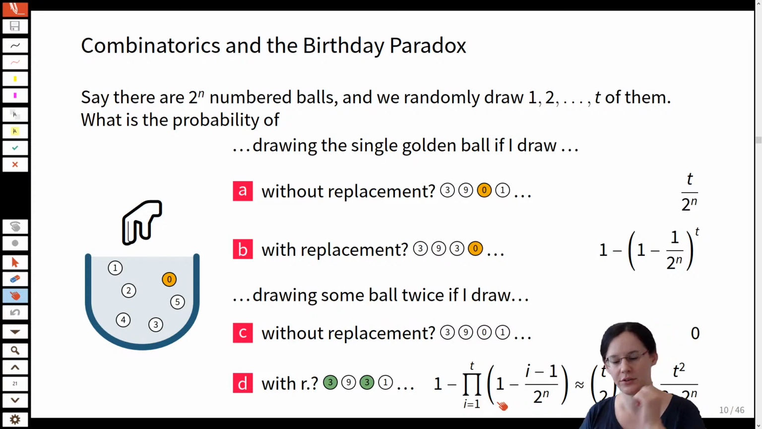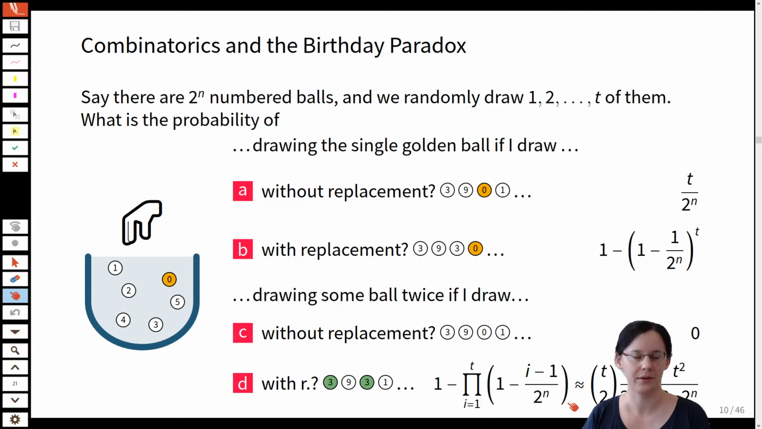And I can continue this way for each ball number i. So for the ith ball, there are i minus 1 balls I have already drawn. They would all be a collision. So 1 minus that means it's not a collision. And if I compute the product, so this is the product symbol, of all these successive probabilities of not having a collision and subtract it from 1, then I get the overall probability that I have a collision. Now, this term is a bit unwieldy, so we can't use it immediately.